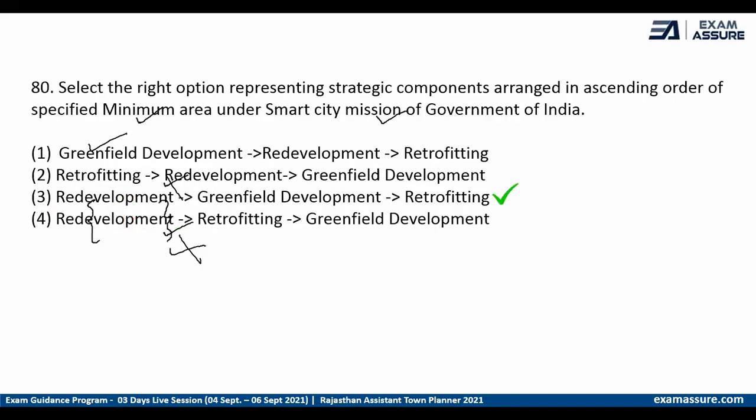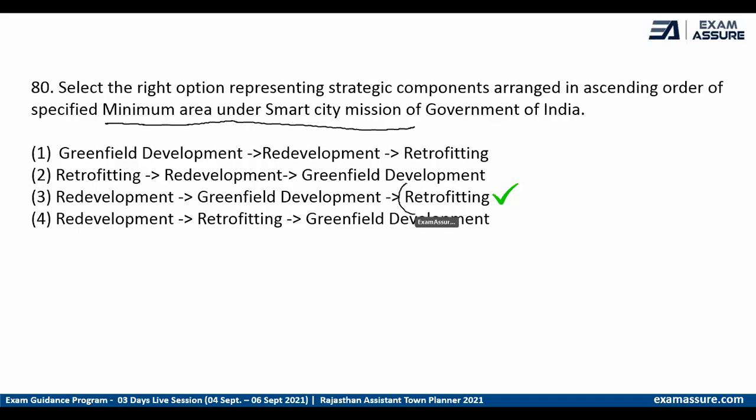Now, next is select the right option representing strategic components arranged in ascending order of specified minimum area under Smart City Mission. Okay, now here also, if you read the question thoroughly, it is minimum area under Smart City Mission. Ideally, any government, when they have a mission and want to allocate areas for different kinds of development, here you can see it is redevelopment, greenfield development, and retrofitting. They would ideally like to do minimum disturbance in the area.